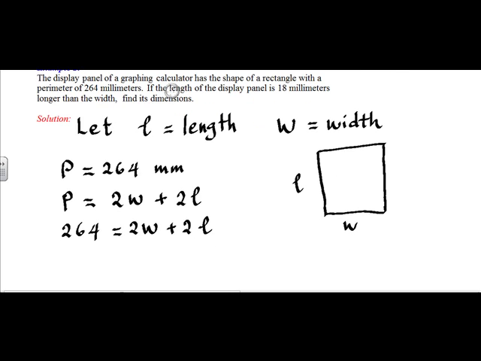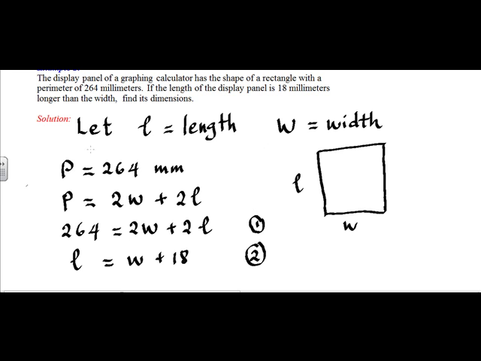Okay, so I have the length stand for L. L is equal to 18 longer than the width. The width is W, so 18 longer than the width means the width plus 18. Now we have two equations. Here is the first equation, and here is the second equation that we have.